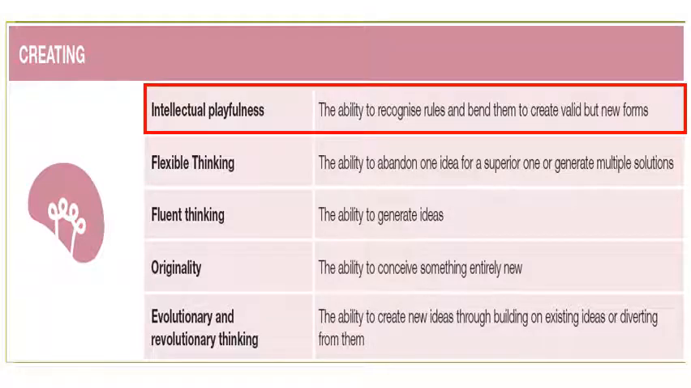So I thought it might be helpful to look at the ways in which I might explore these ACPs throughout my fictional enrichment, creating art. So the first one, and these are not in any order, but the first one on the screen is intellectual playfulness, and that's described as the ability to recognize rules and bend them to create valid but new forms.